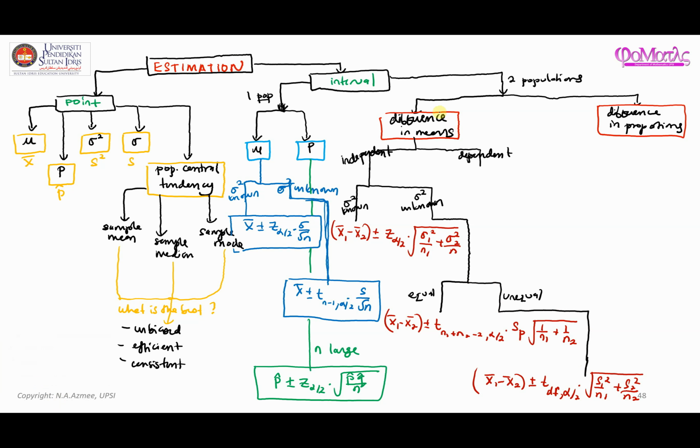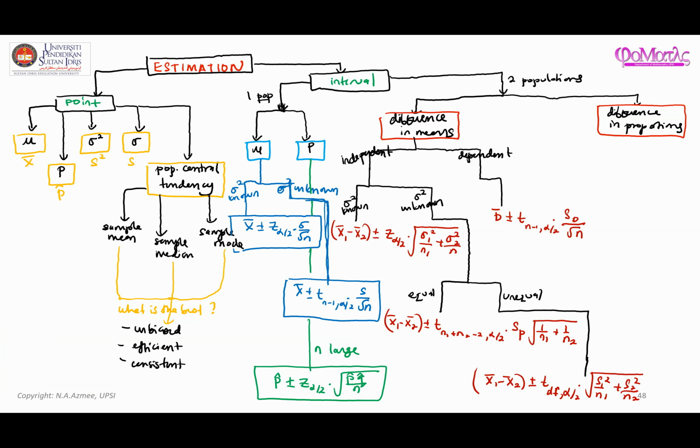Next, you might also be interested to find the difference in means, but your samples are dependent. So therefore, the formula to find the confidence interval is going to be d bar plus minus t, n minus 1, alpha over 2, times s_d, the standard deviation for the new data. D here is the new data where you find the differences between the two data sets. This is over square root n.